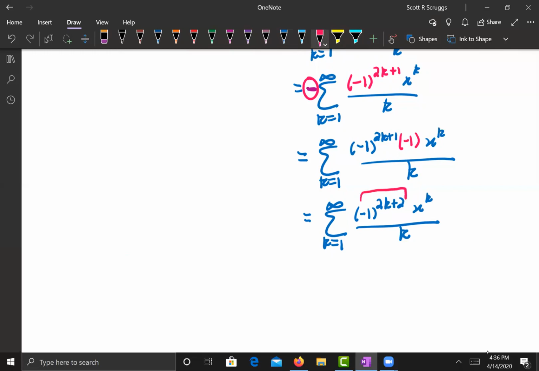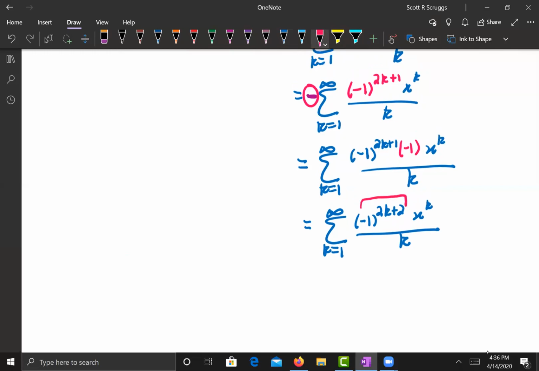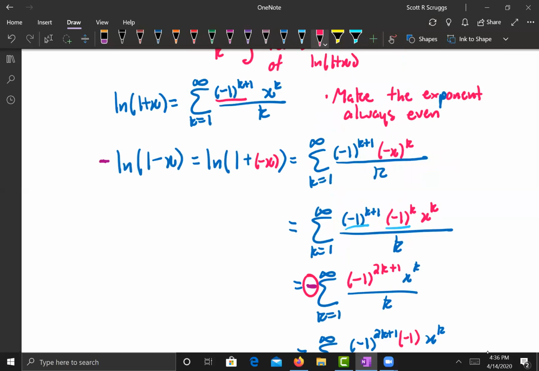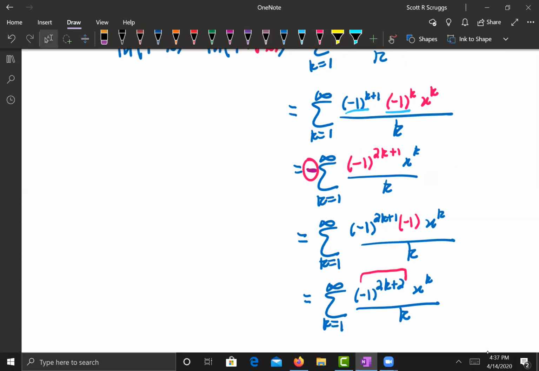Oh, that was a mistake on my part, Anthony. The series should start at 1, because if I started at 0, I will have 0 in my denominator when I plug in 0. So I changed my sum from k equals 0 to k equals 1. So that was a typo on my part. So that's why k equals 1 now, because I can't read.